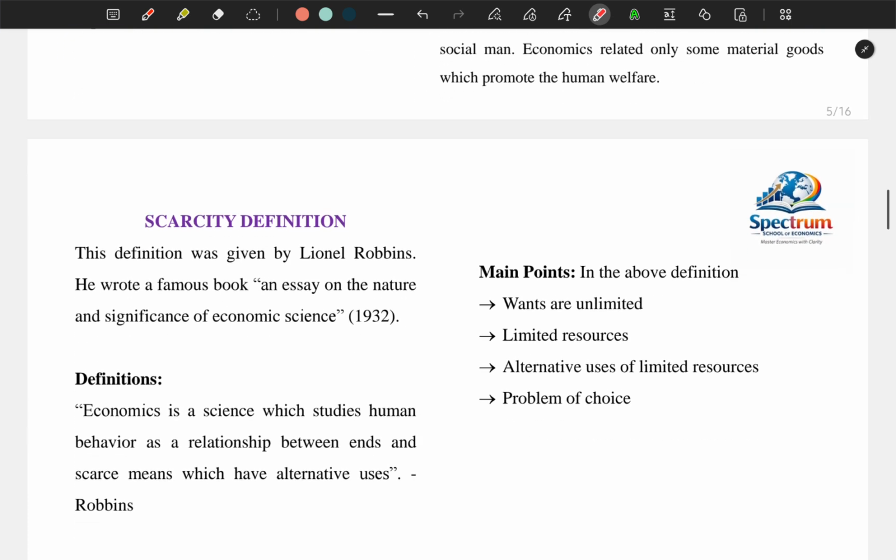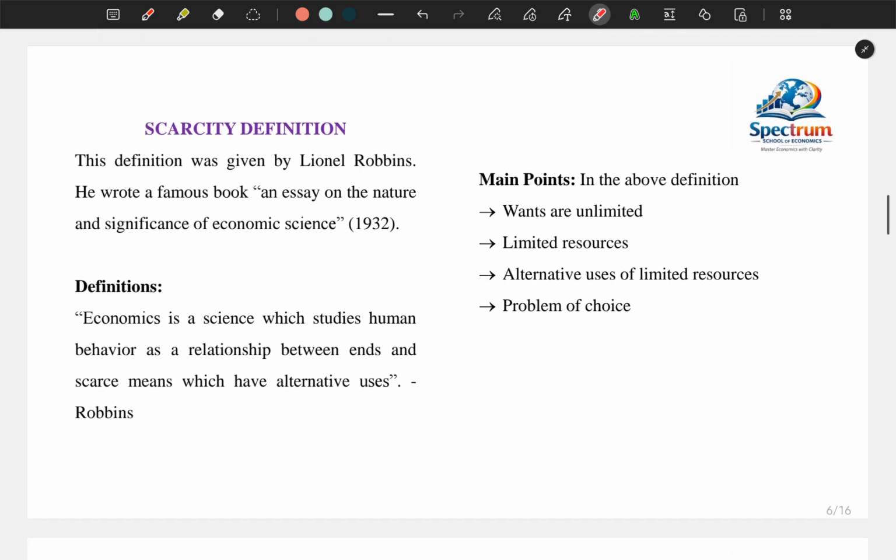Then the scarcity definition. The definition was given by Lionel Robbins. Lionel Robbins gave this definition. He wrote the famous book, An Essay on the Nature and Significance of Economic Science, in 1932. Here he tells us that economics is a science which studies human behavior as a relationship between ends and scarce means which have alternative uses.